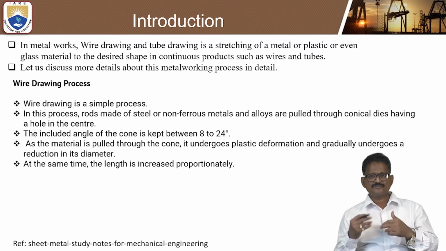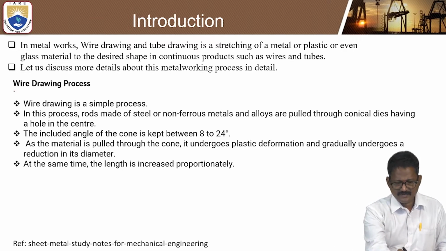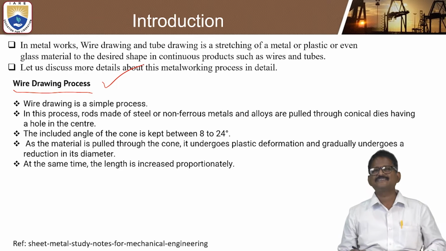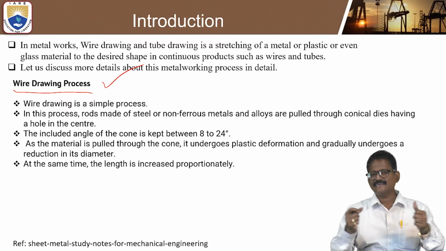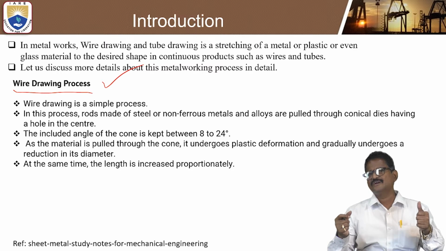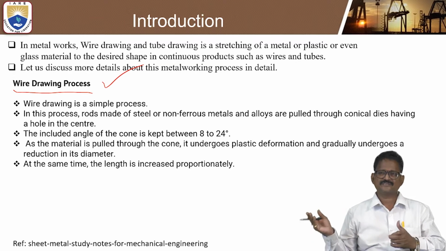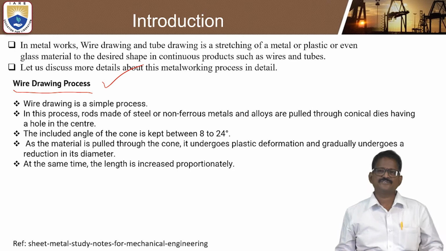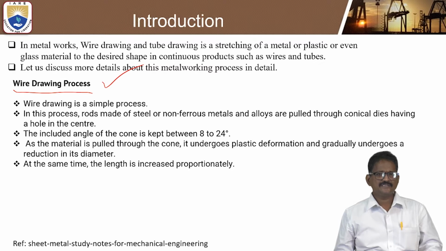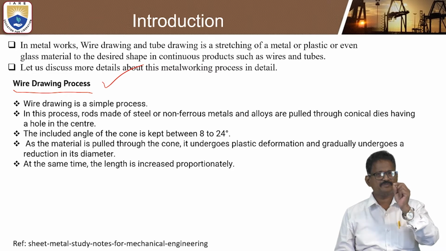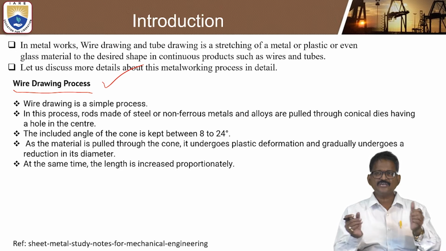Let us discuss some more details about this metalworking process. In general, the wire drawing process is a very simple process. Here you can elongate or stretch the raw material by applying some equipment, like presses or elongating machines, to enlarge the material. And in this process, what will happen? Rods made of steel or non-ferrous metals or alloys are pulled through a conical die.